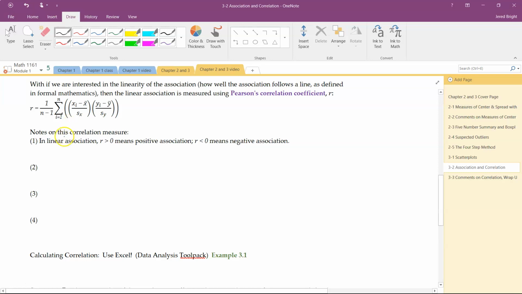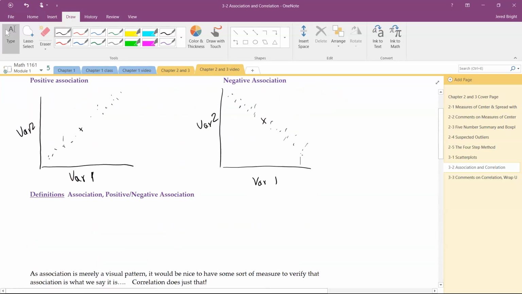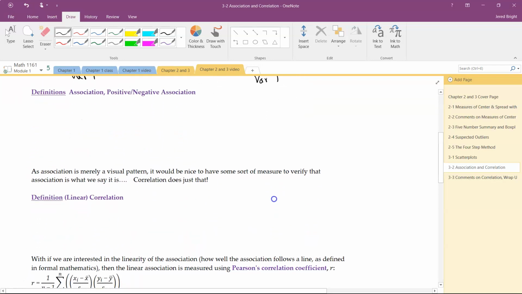But just some notes before we get into Excel to calculate it. When we are talking about linear association, if we're seeing how well it fits a line, and the R value that we compute is greater than 0, or positive, it means it has positive association. So in these instances, R would be bigger than 0. Similarly, if we visualize in a scatter plot and we see negative association, R, this correlation coefficient, is less than 0.